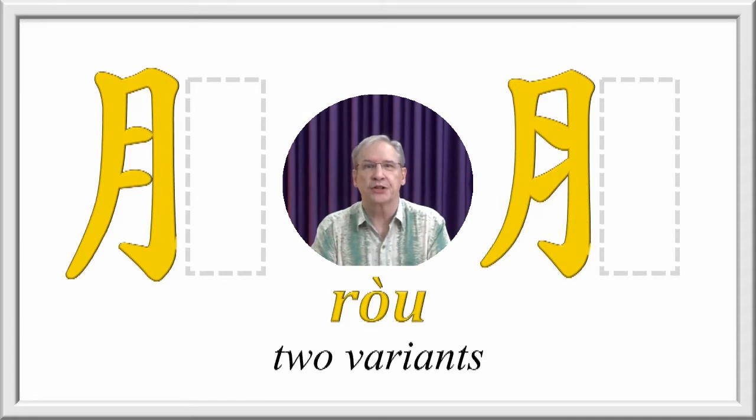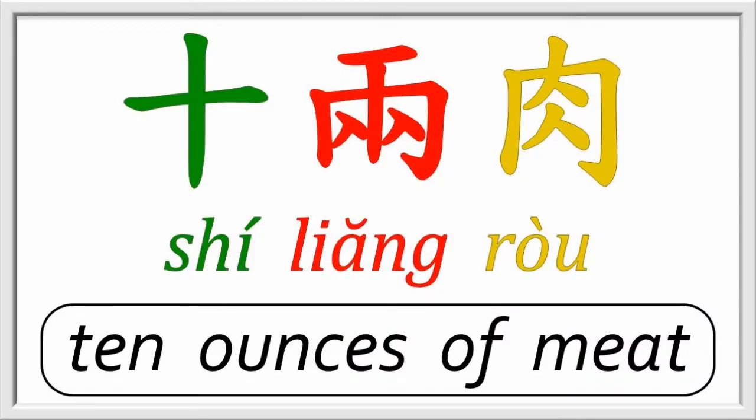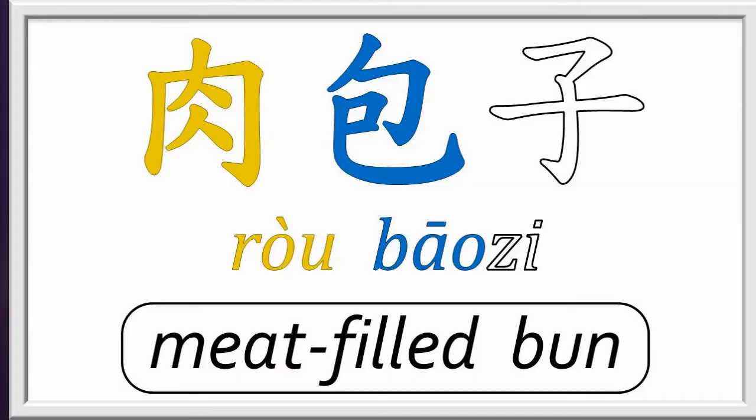The only real difference today is that the 2 flat lines version is the usual way this element is taught in China, whereas the downstroke upstroke variant is the current standard in Taiwan. With this new character, we can make 2 easy phrases. 10 ounces of meat, 10两肉, and a steam bun filled with meat instead of vegetables, 肉包子.